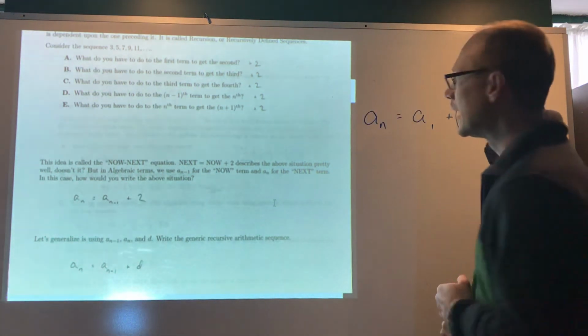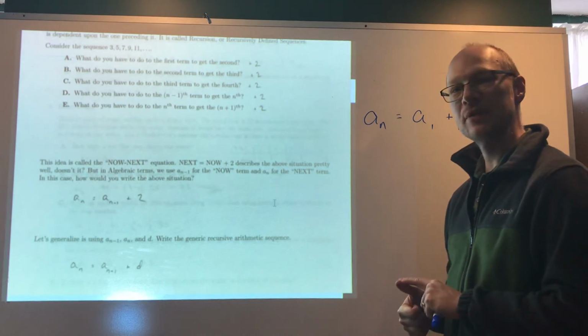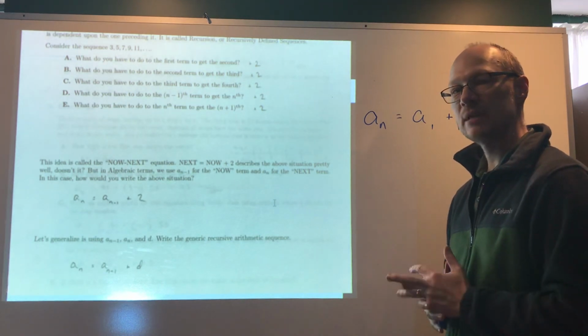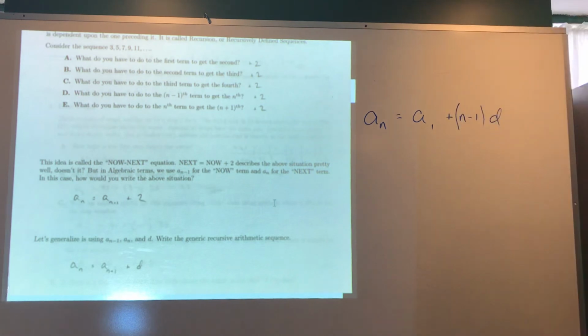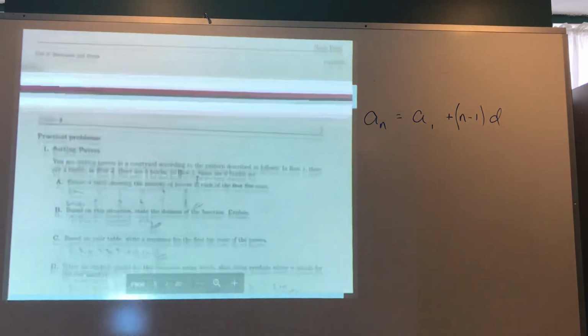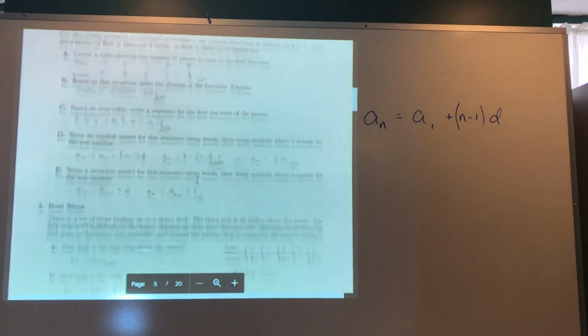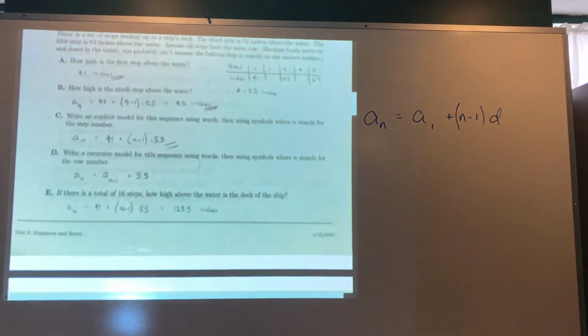All right, there are a bunch of word problems on the next page. Email me with questions on those if you have them. In fact, I don't think anyone has sent me questions on these. They've been pretty basic and pretty straightforward.